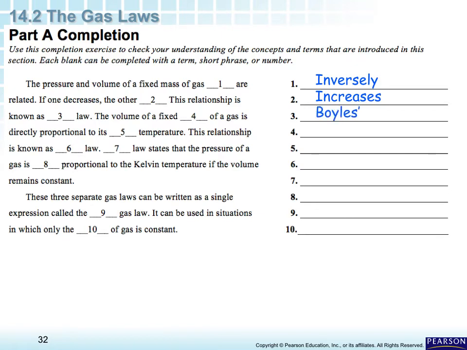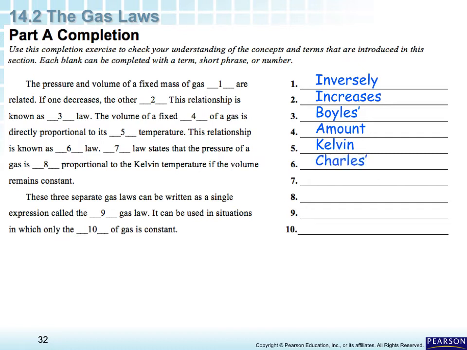The volume of a fixed amount of gas is directly proportional to its Kelvin temperature. Kelvin temperature is an absolute temperature. Kelvin temperature does not go below 0. 0 Kelvin is the coldest temperature you can reach, and that is when all molecular motion stops. It is a theoretical degree. You can't actually reach it. So then we say the relationship is known between the volume and the temperature.